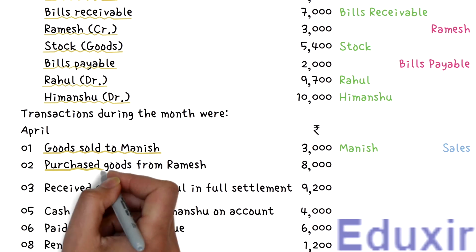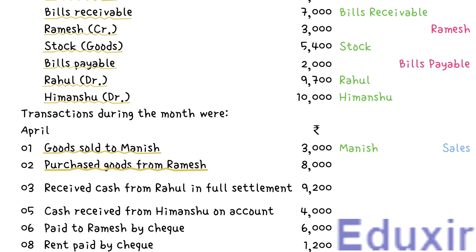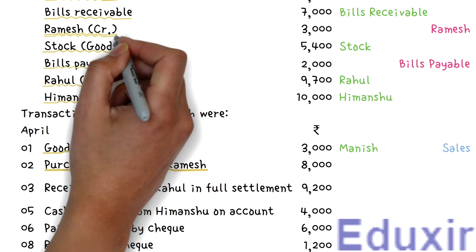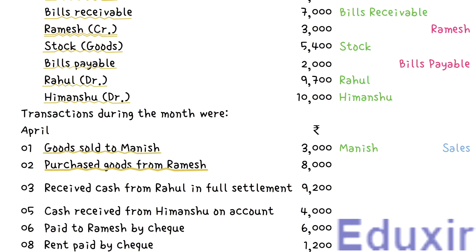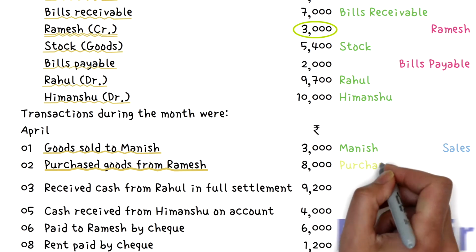In this transaction, the business has purchased goods worth 8000 rupees from Ramesh. Note that Ramesh account already exists in the account and has a credit balance, and the credit balance is 3000 rupees. So in this transaction, there is a purchase taking place. As you know, the purchases are revenue expenses. The rule to record any increase in the expenses is to debit the corresponding expenses account. In this case, the purchases account should be debited.